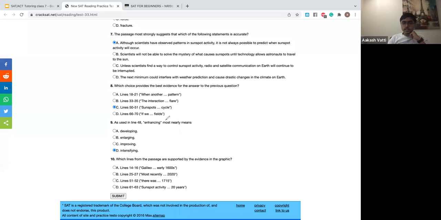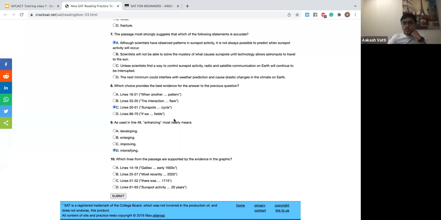Developing doesn't work because it just doesn't fit in that context. Developing means you're improving something versus making it stronger, more intense or more visible. Therefore, A can't be the answer. Enlarging could have been a possible answer. However, intensifying fits more because you intensify an aurora, you don't make it larger. Improving, you're not making the aurora better, you're just making it stronger. Therefore, C can't be the answer, and D is our only answer left.